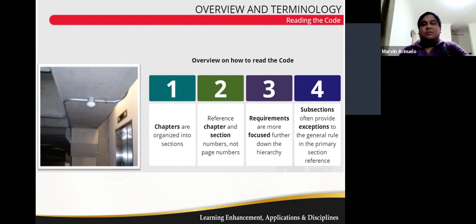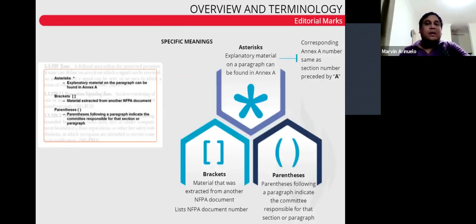Overview on how to read. Number one, chapters are organized into sections. That's what we have seen. But there are still some sections you need to consider as reserved. Number two, reference chapter and section numbers, not page numbers. Number three, requirements become more focused further down in the hierarchy, and some sections often provide exceptions to the general rule in the primary section.